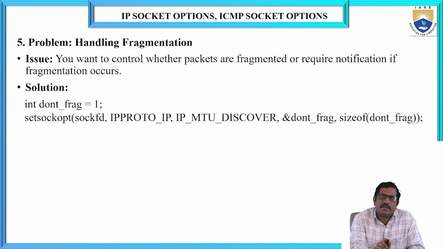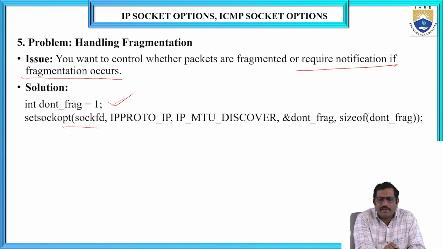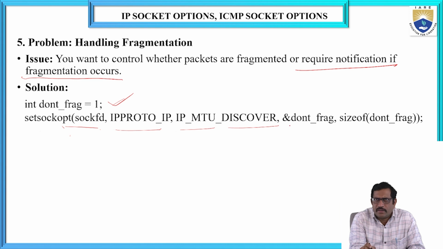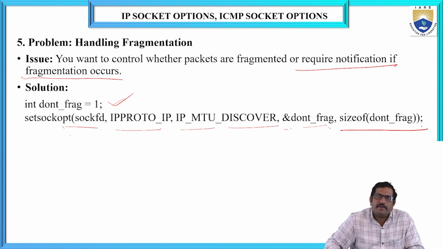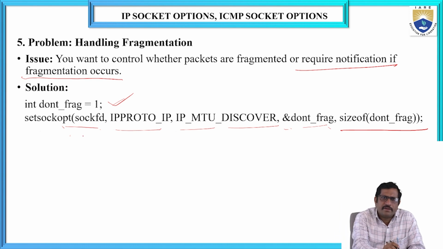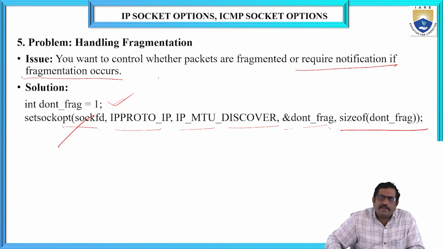Handling fragmentation is the problem. You want to control whether packets are fragmented, or require notifications if fragmentation occurs. The solution is int dont_frag = 1, then setsockopt with socket FD, IPPROTO_IP, IP_MTU_DISCOVER, &dont_frag, size of dont_frag. With the help of this function, at the IP socket we can handle fragmentation.